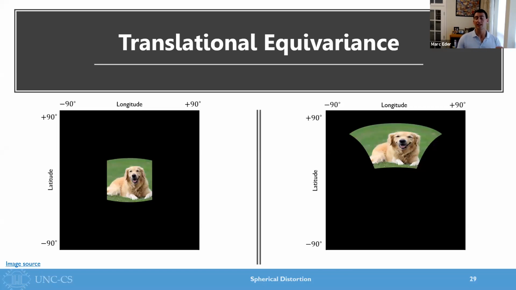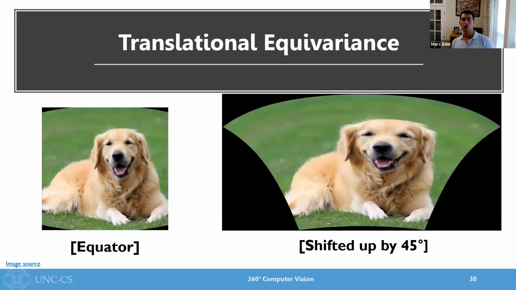But if we were to look at spherical projections, this is actually not the case. On the left, I projected that picture of a dog onto a hemisphere at the equator, and then I rendered it to a spherical projection. On the right, I've shifted the dog up by 45 degrees of latitude in that projection. Notice how this translation operation has now changed the image. Here's a zoom in on both of those images. As we talked about before, you can clearly see the effects of the location-dependent warping.